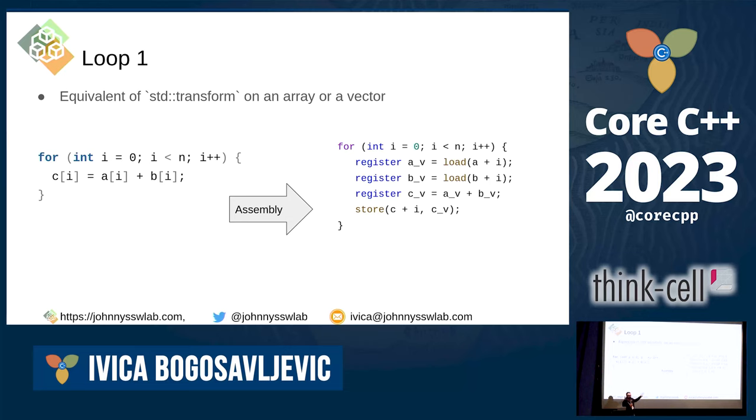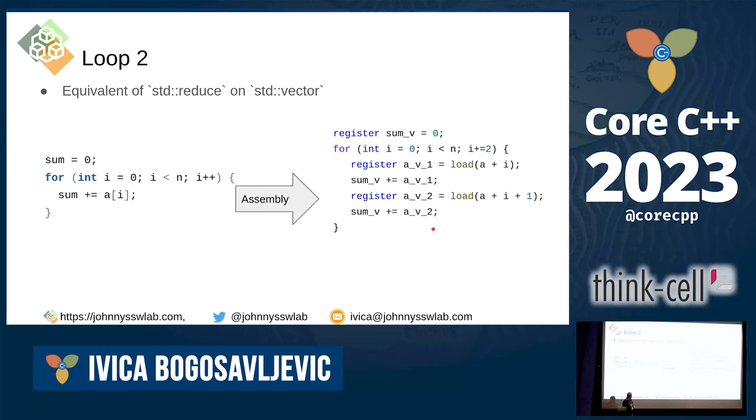So this kind of code, there is an instruction dependency chain, but it's really short. It's just within a single iteration. So C of I equals A of I plus B of I. C of I depends on B and depends on A, and store depends on C. But other than that, there are no other dependencies.